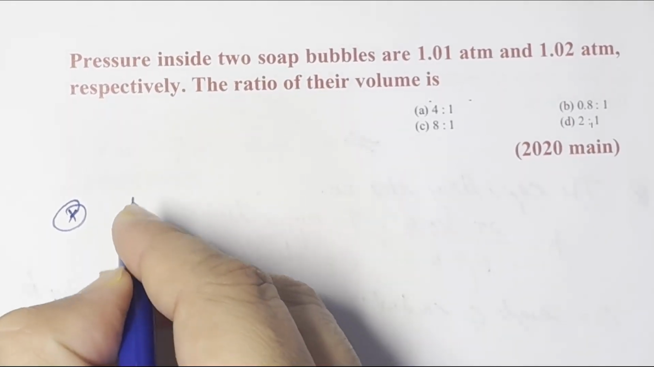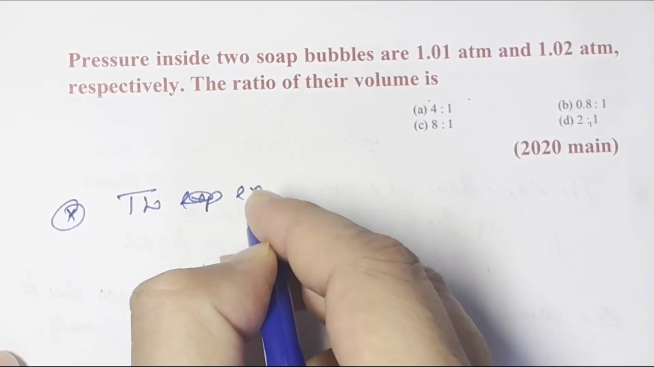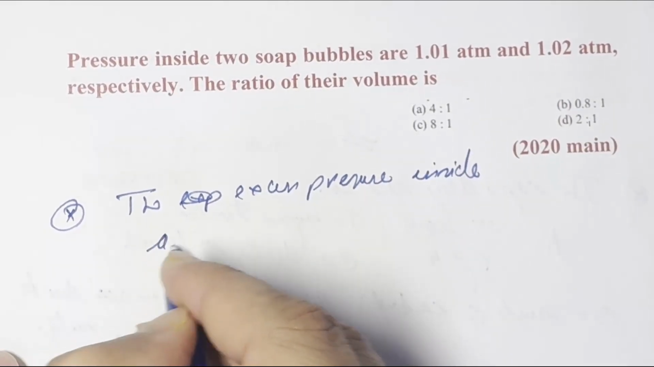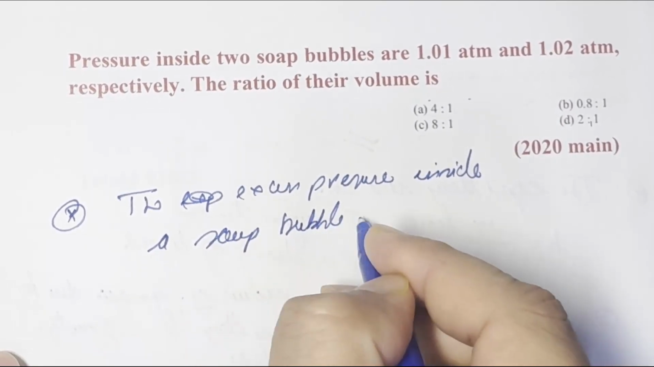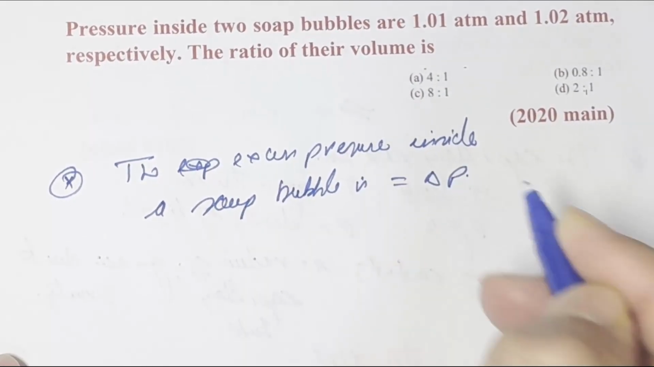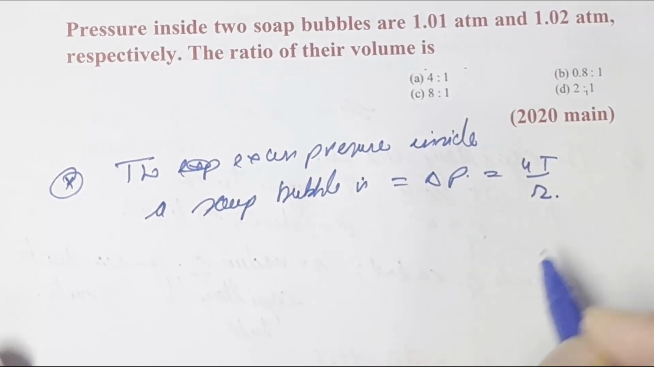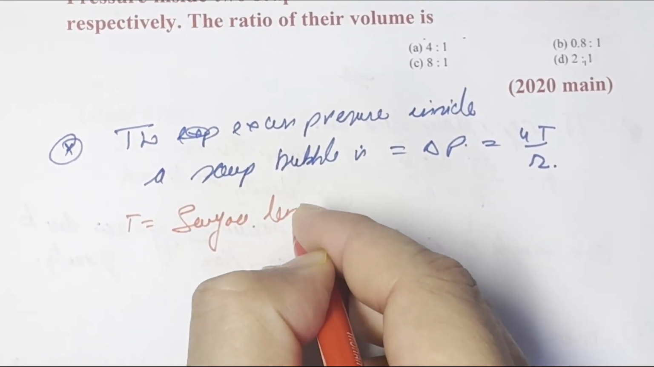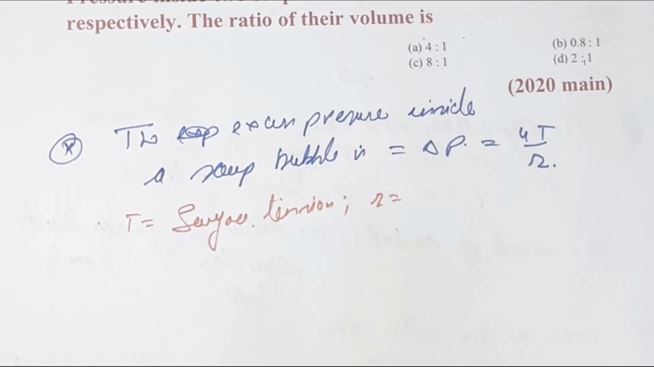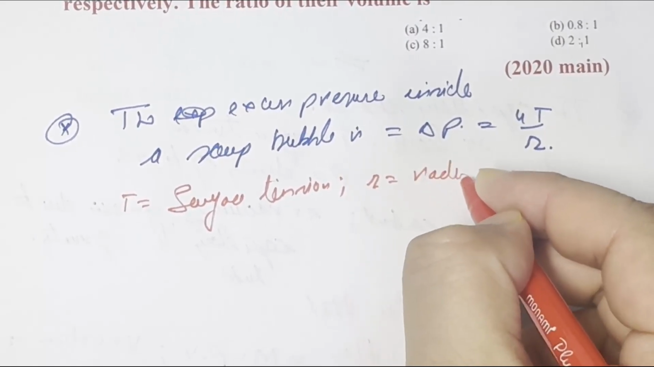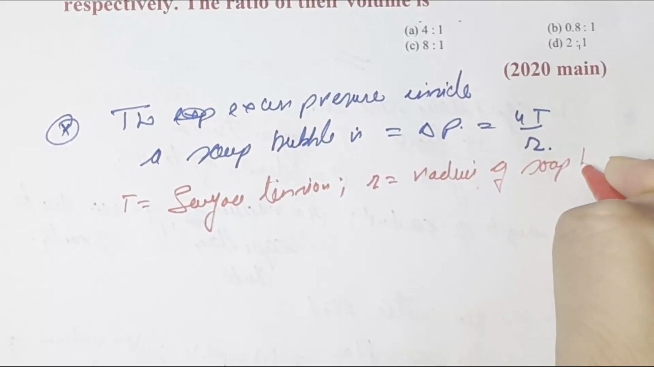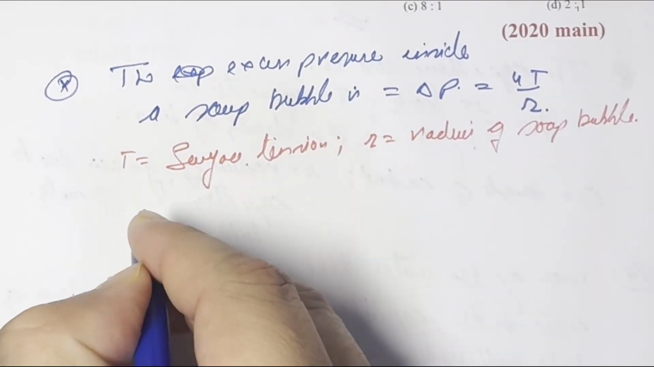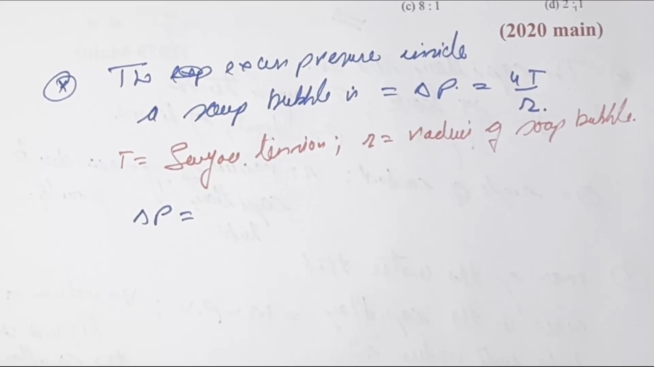So we can write the excess pressure inside a soap bubble is delta P, which is equal to 4T divided by R, where T is the surface tension and R is the radius of the soap bubble.